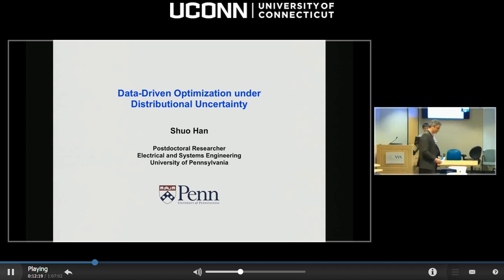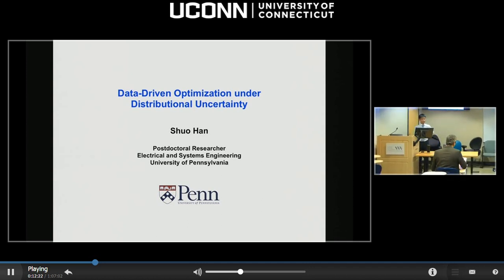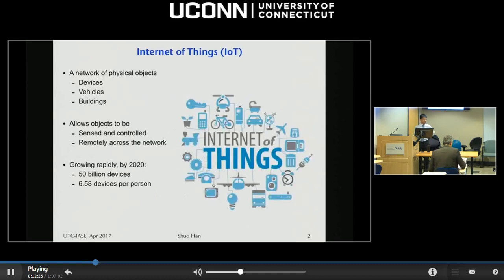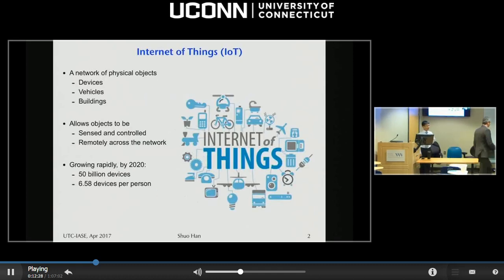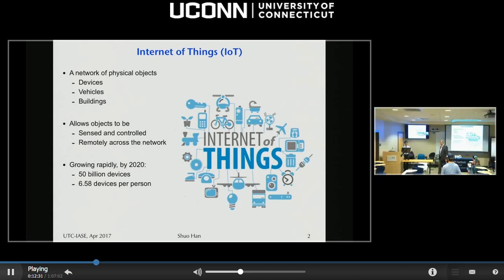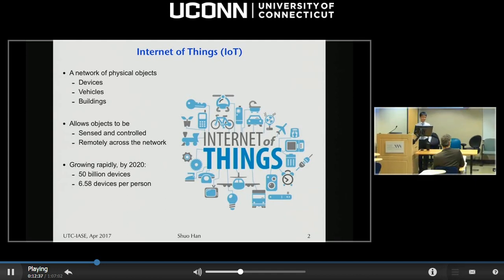So today I'll be talking about my work on data-driven optimization under distributional uncertainty. First of all, I'd like to say this work is mostly motivated by the recent advent of the Internet of Things. Simply put, this is my one slide introduction of the Internet of Things. Just think of it as a network of physical objects, ranging from smaller things like your personal devices to larger objects like vehicles or even buildings. The nice thing about the Internet of Things is that it allows objects to be sensed and controlled remotely across the network. And the scale of the Internet of Things is, as you have already seen, growing very rapidly.